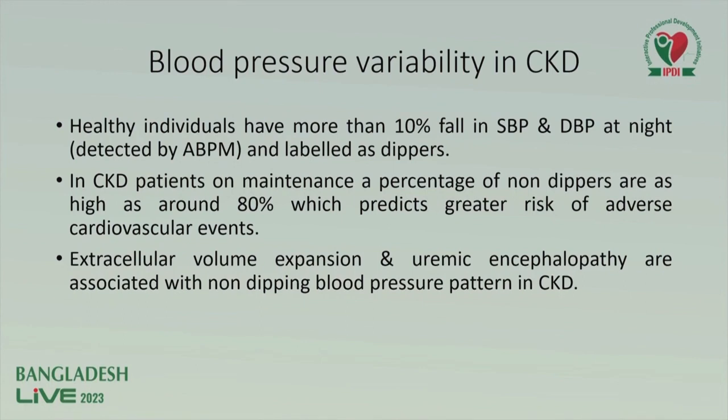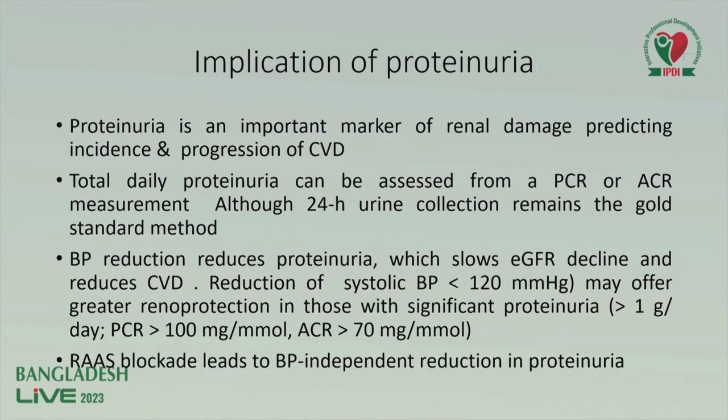This is one important thing, the blood pressure variability. In patients with chronic kidney disease, we all know that the systolic pressure is higher in the daytime and it falls about 10% in the night time, but this dipping is absent in chronic kidney disease, and this leads to increased morbidity and mortality. Extracellular volume expansion, uremic encephalopathy, and autonomic neuropathy all contribute to this lack of nocturnal dipping.